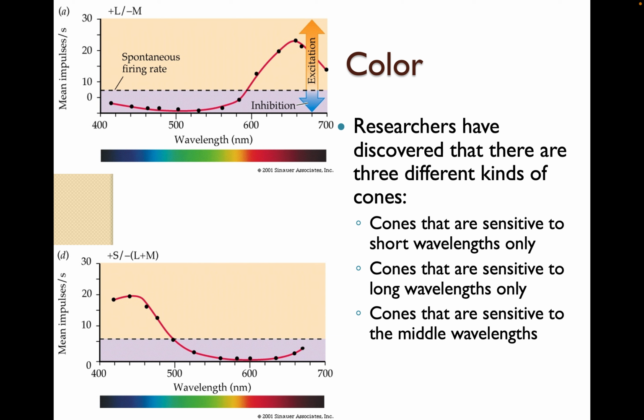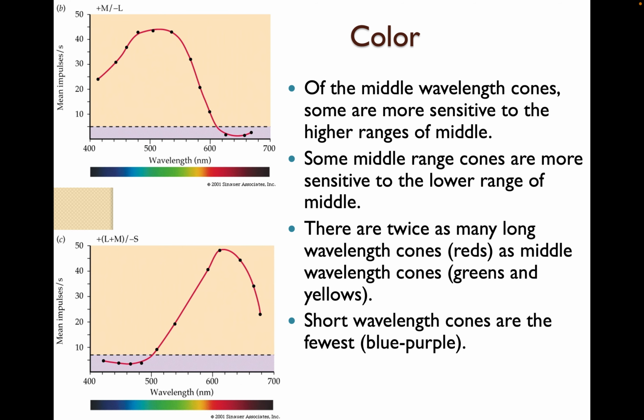Researchers have discovered that there are 3 different kinds of cones. Cones that are sensitive to short wavelengths only, cones that are sensitive to long wavelengths only, and cones that are sensitive to the middle wavelengths. Of the middle wavelength cones, some are more sensitive to the higher ranges of middle. Some middle range cones are more sensitive to the lower range of middle. There are twice as many long wavelength cones, reds, as middle wavelength cones, greens and yellows. Short wavelength cones are the fewest, the purple and blue.